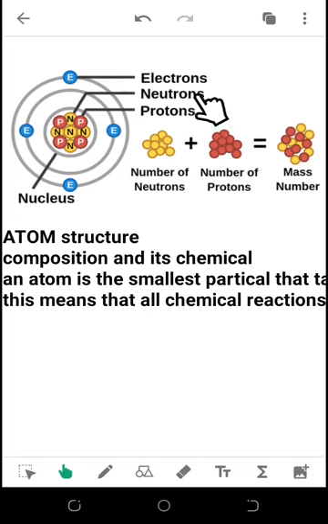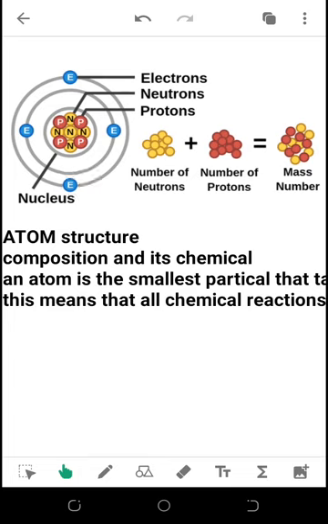So we also need to take note that the neutrons and the protons are the ones that determine the mass of an atom. Why? Because these electrons are said to have no mass. They have mass, but the mass is very small, such that it doesn't contribute to the mass of the atom.